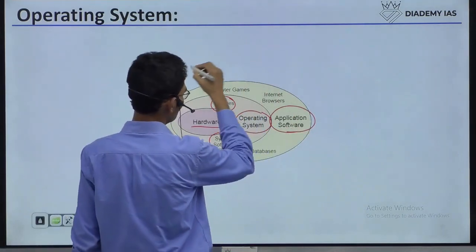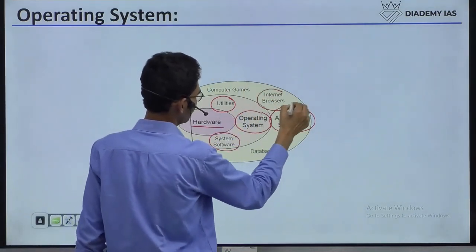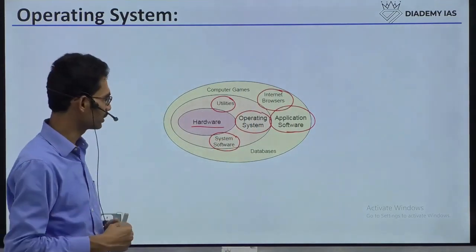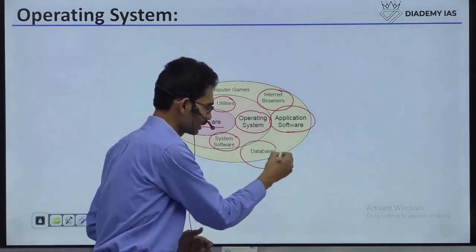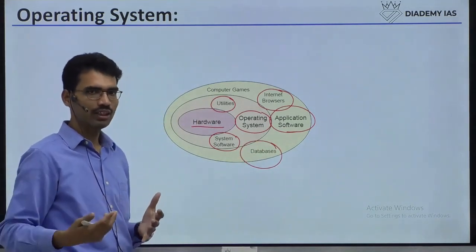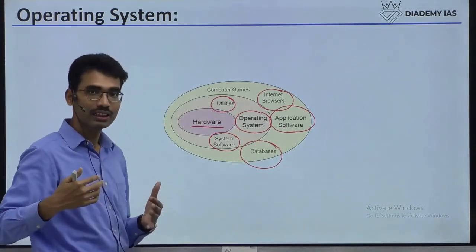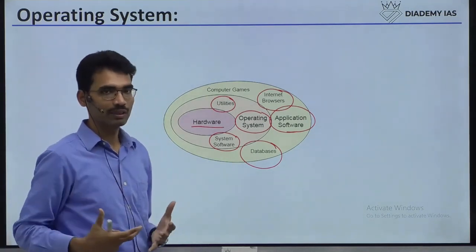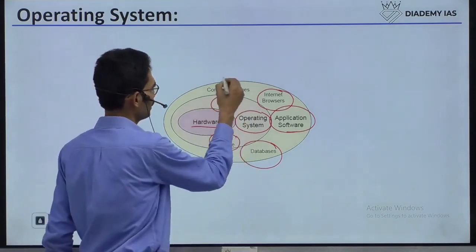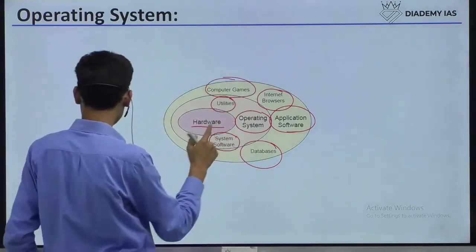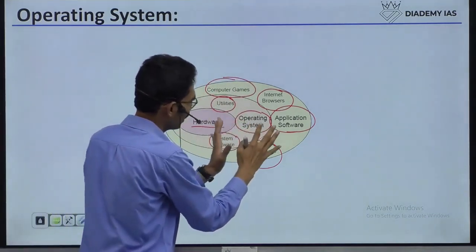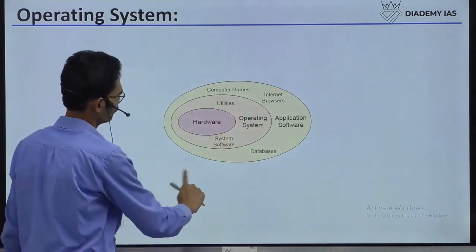When it comes to application software, internet browsers such as Chrome and Safari are examples. Databases such as MySQL, MongoDB, and Microsoft databases, computer games, and additional applications are also examples. This is how you should have some idea in which part of the architecture the operating system performs.